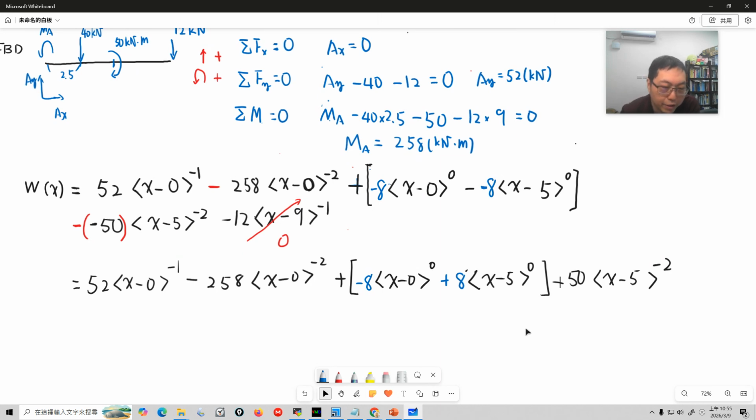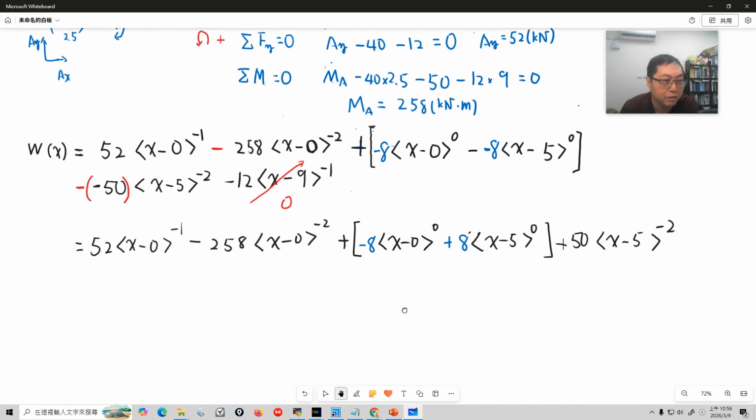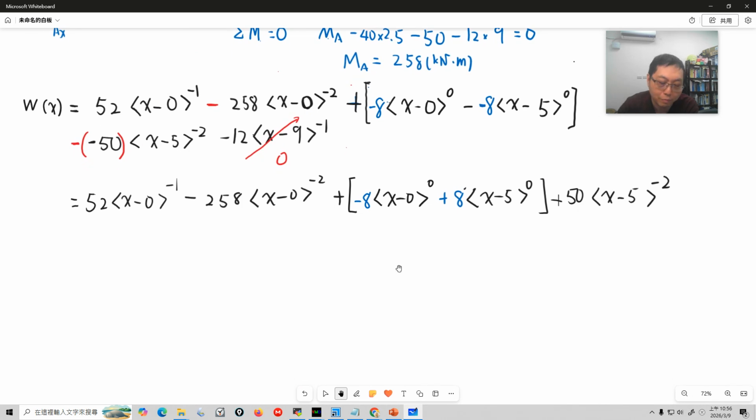Okay, and then any other issues? Let me check. So here's the loading function. Be careful for the sign. It's very annoying. After we obtain this loading function, we have to integrate it twice to get the moment function. Let's do the integration in this video. I cannot show the complete process, maybe just half, and we will complete the calculation in another video.